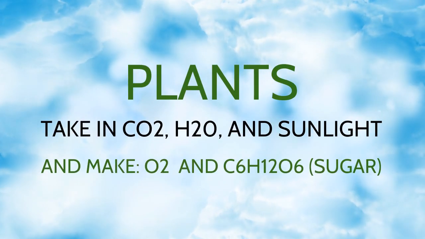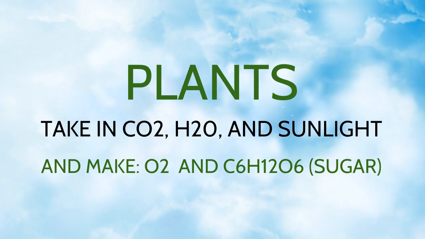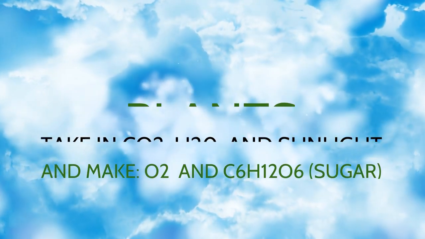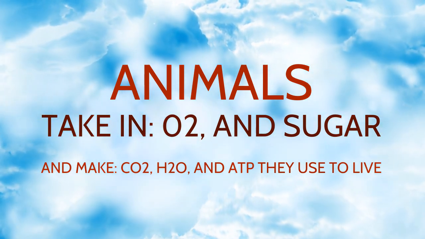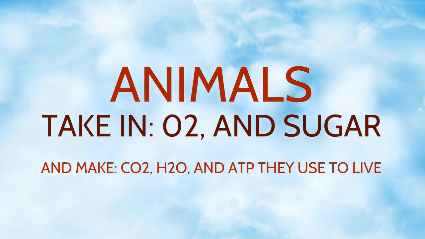And thus the cycle continues, the plants make sugar and O2 and the animals make water and CO2, over and over again, animal and plant both giving each other what they need to survive. Thus, is nature.